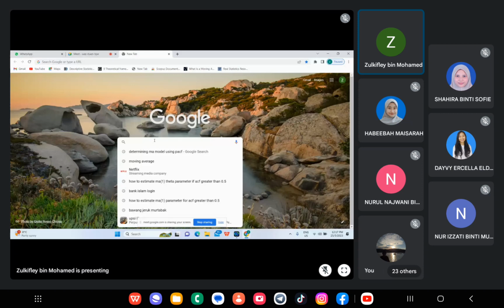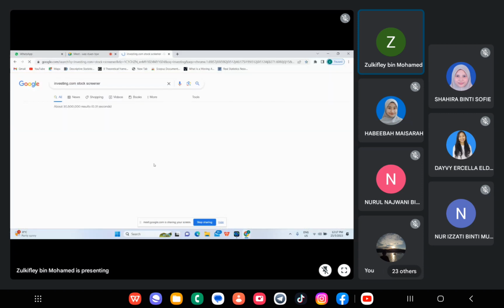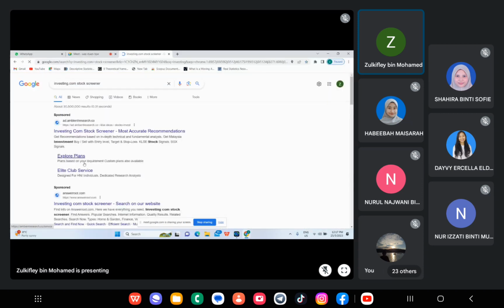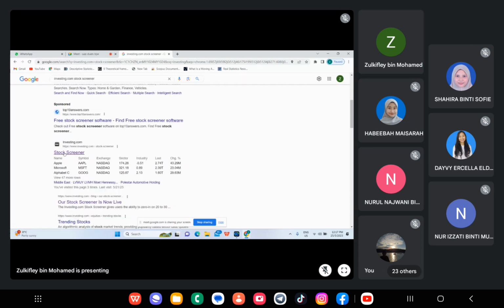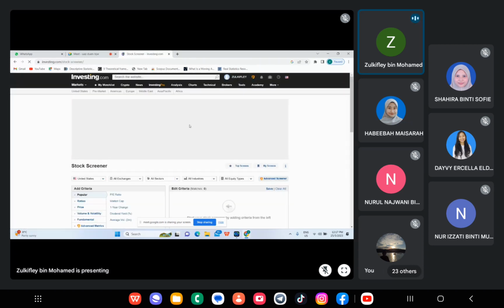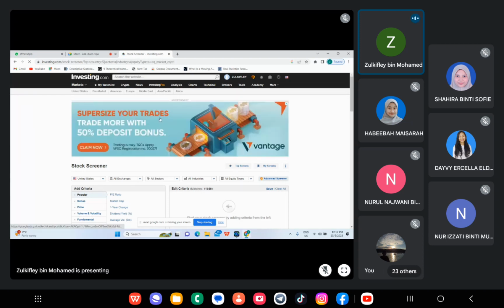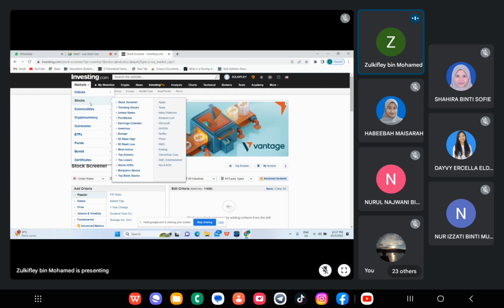Investing.com. Okay, investing.com. Okay, you see this is investing.com. Now you go to technical, or you go to stocks, you go to stock screener for example. Stock screener.